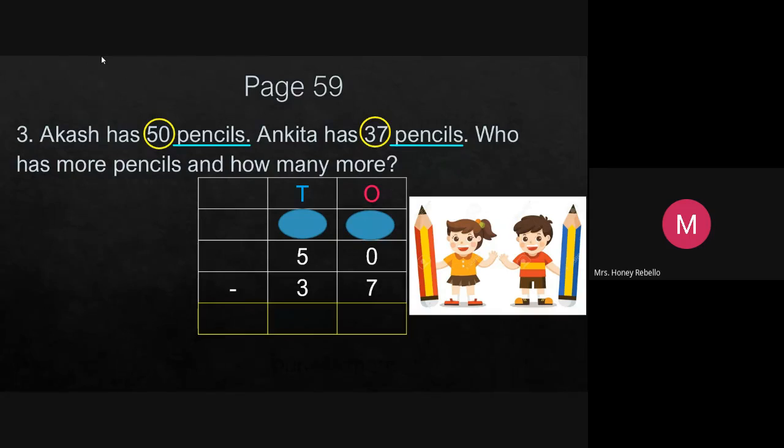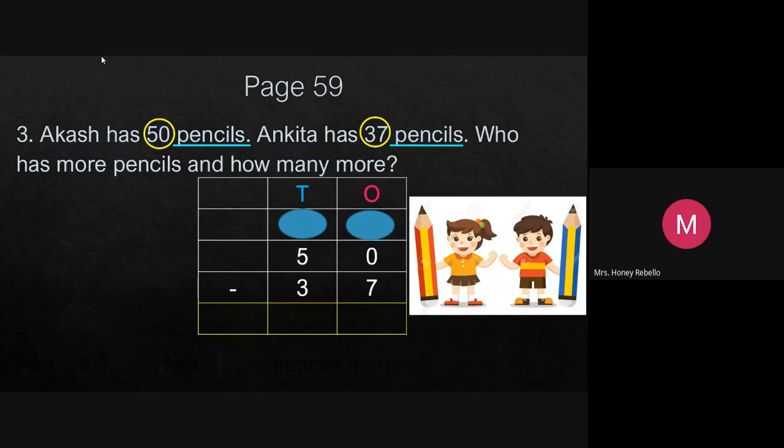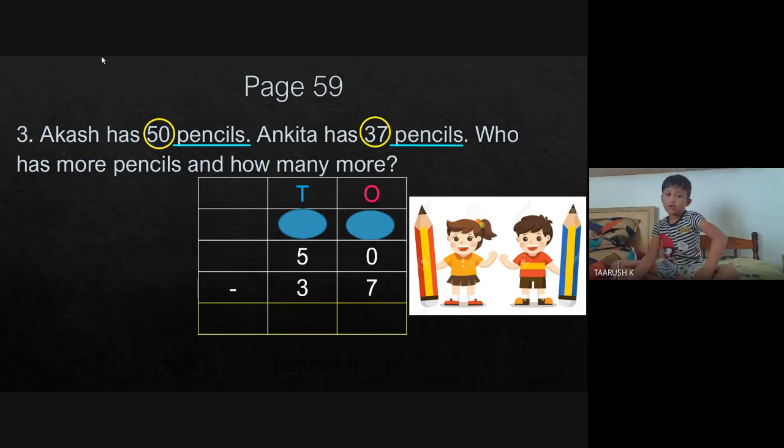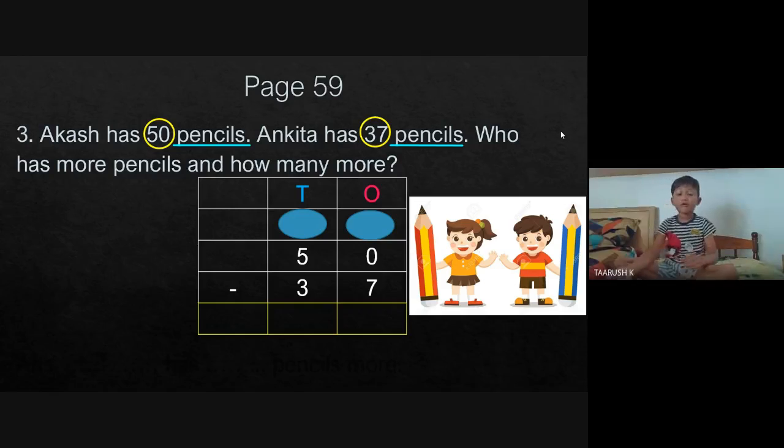Okay. 50 minus 37. Now, tell me the ones place numbers under O. What are the 2 numbers over there? Look at the screen. Under O, under ones place. Tell me the 2 numbers. 0 and 7. Okay. Can you take 7 from 0? Listen to me. Can you take 7 from 0? No, ma'am. Now, what should you do? Borrow from tens place. Borrow from 5.